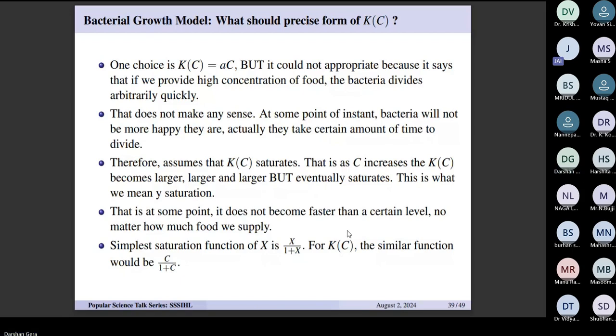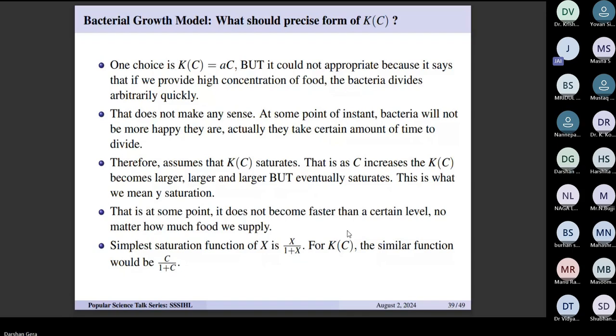How can you set up this Kc? If I take Kc equal to A into C, where A is some constant, it will not be appropriate. That means you are saying that if we provide a high concentration of food, in the first equation Kc n, dN over dt will be higher and higher. That means if you provide an arbitrary amount of food, the bacteria will divide arbitrarily. But it will not happen actually. At some point in time, bacteria need some time to grow.